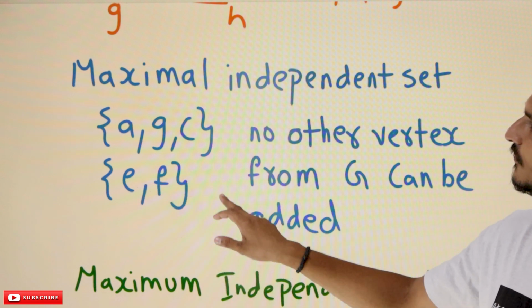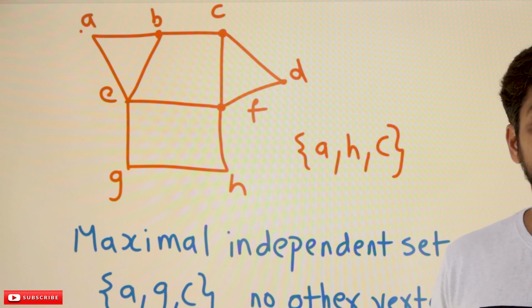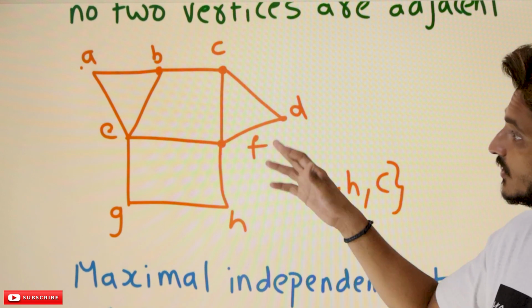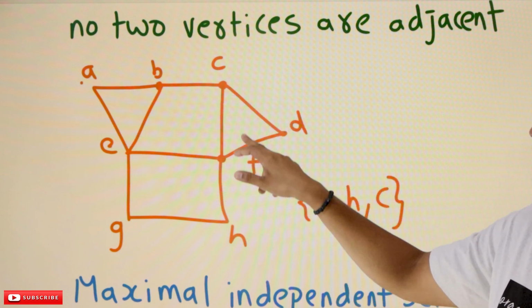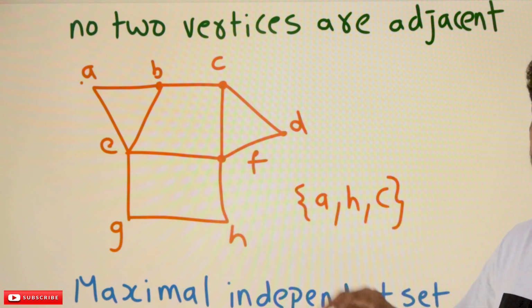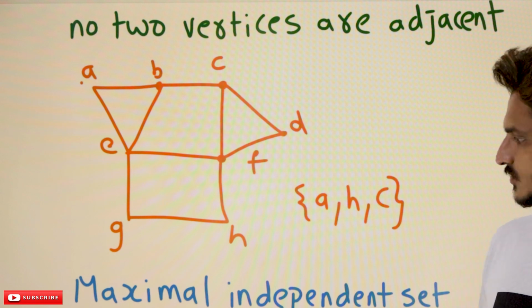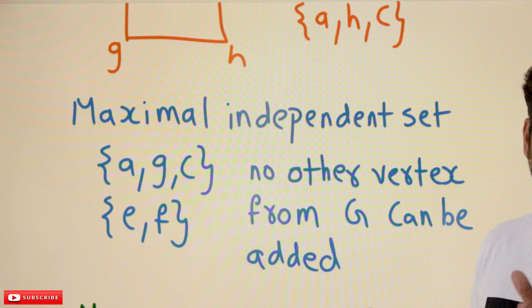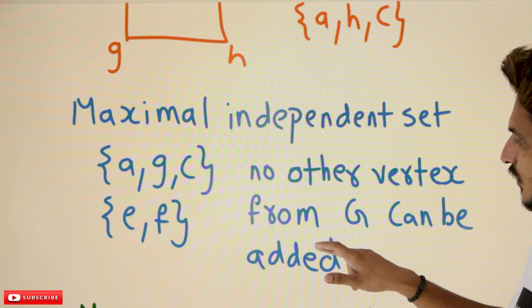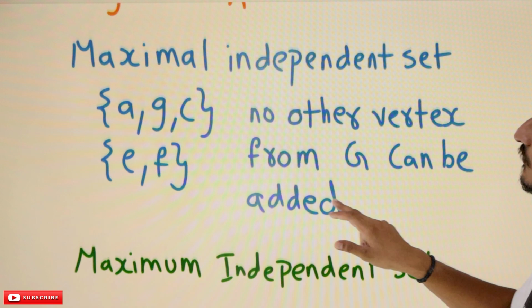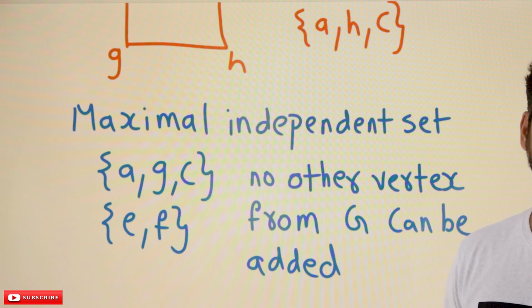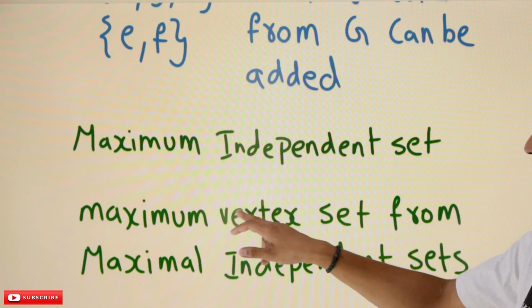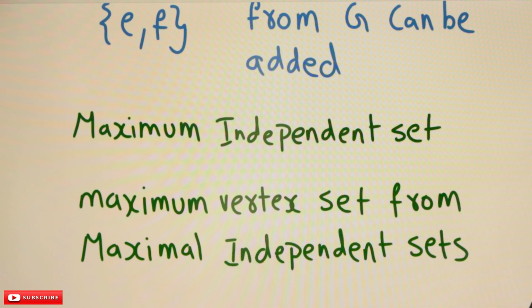Similarly, we have E, F. This is also a maximal independent set. You are not supposed to add any vertex to the set E, F, because if you add A, adjacent, B, adjacent, C, adjacent, D, adjacent, G, adjacent, H, adjacent. So both of them are maximal independent sets. But what we need to understand is the maximum independent set. Out of these maximal independent sets, which one has the highest number of vertices? The first one has the highest number of vertices. That we call the maximum independent set.